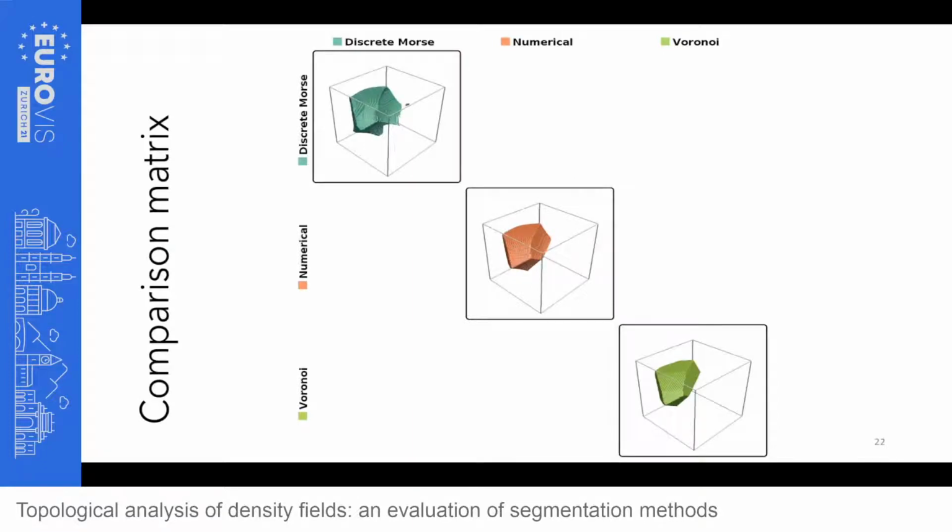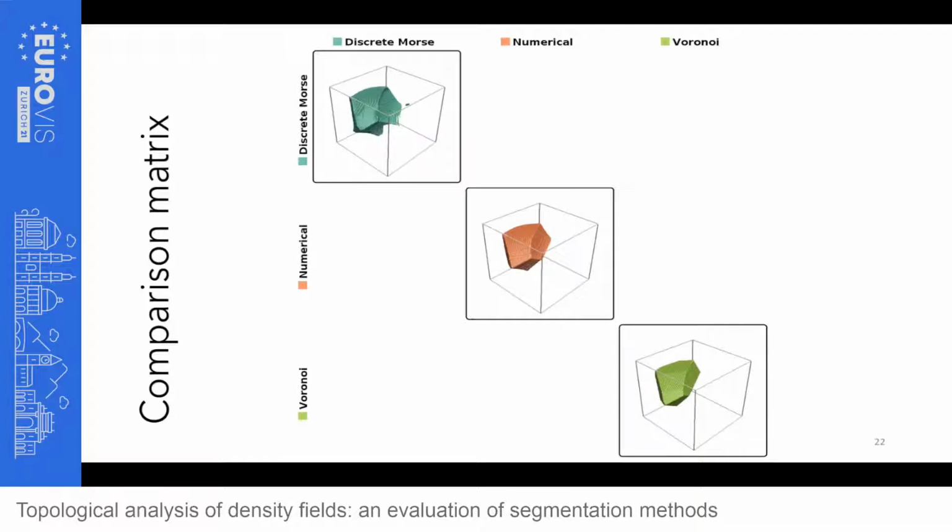Now let me discuss another visualization challenge. For a given data set, we have multiple atoms, and like I mentioned, we have at least 5 different methods to compare against. So there are lots of combinations of methods to compare. So we use a comparison matrix for this visualization challenge.